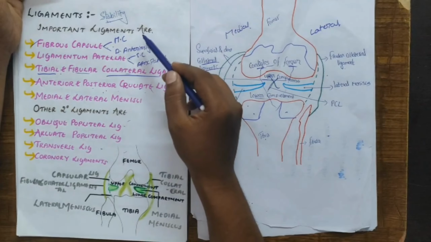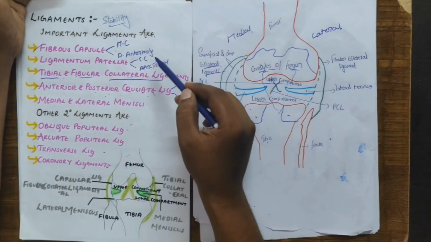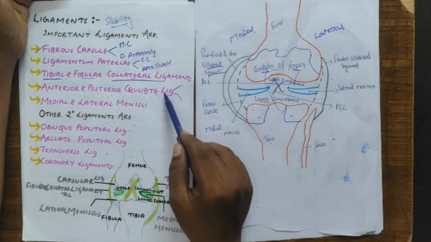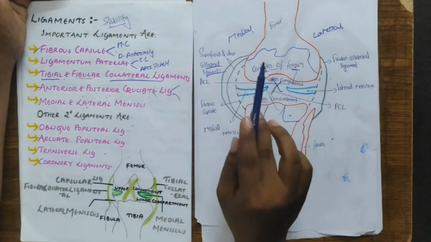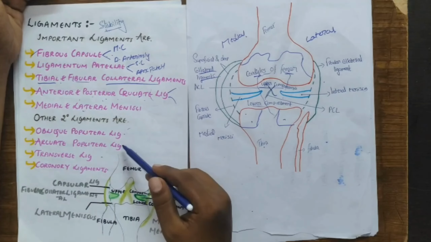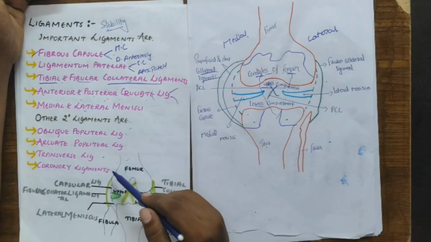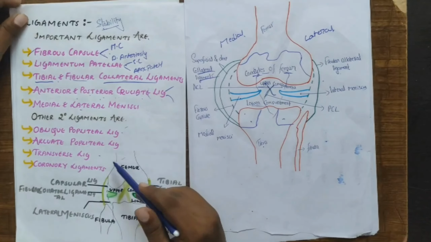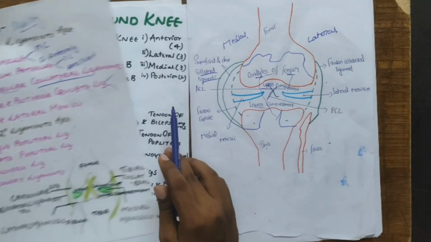Primary ligaments are fibrous capsule, ligamentum patellae, tibial and fibular collateral ligaments, anterior and posterior cruciate ligaments, medial and lateral menisci. Coming to the secondary ligaments: oblique popliteal ligament, arcuate ligament, transverse ligament and coronary ligament. This is all about ligaments of the knee joint. Coming to the bursae.